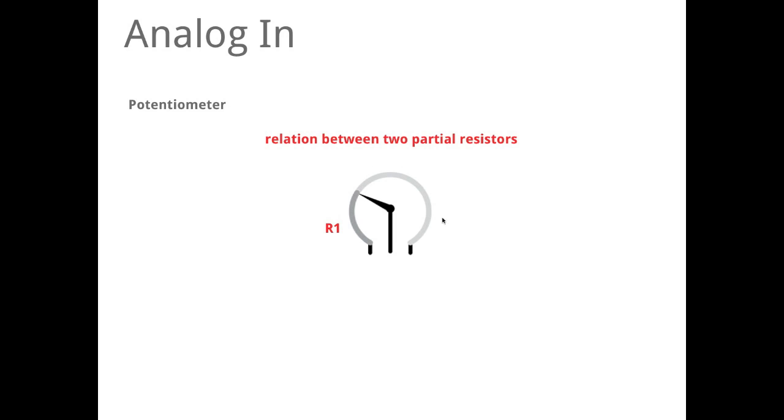We have here a resisting material, and it is connected on the one side and on the other side, and in the middle we have something like a little arm which is moving on this resisting material and gives us these two partial resistors. Here it is, this one is resistor 1 and this here is resistor 2.